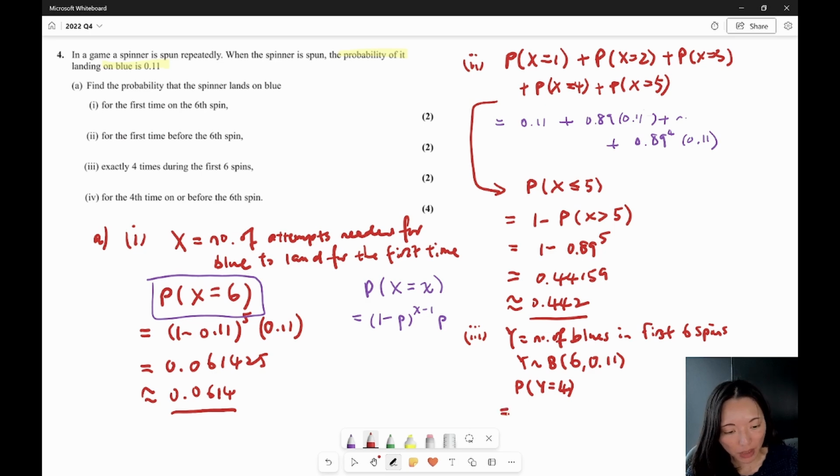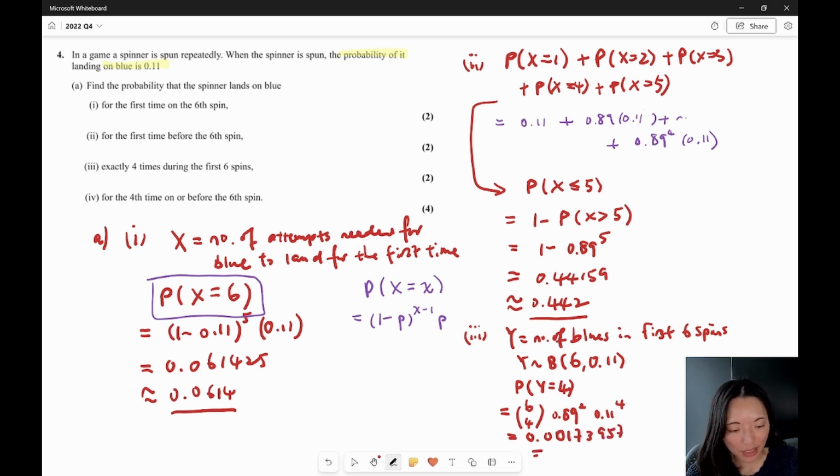So this is how we write out the probability. We can use the calculator, plugging in the variables, but we can also write out the probability by first principles. So basically 2 failures and 4 successes out of the 6 events. This gives us 0.00173957, rounding to 3 significant figures, that gives us 0.000174. So that's our answer to part A3.